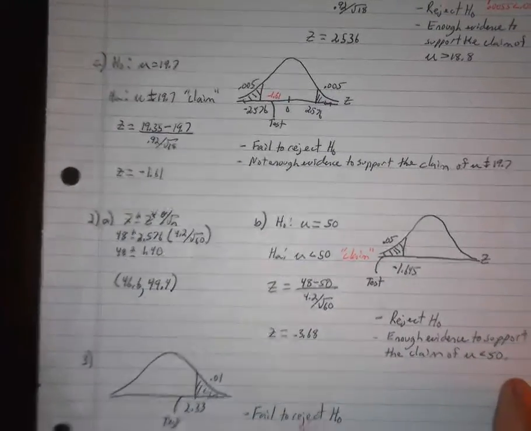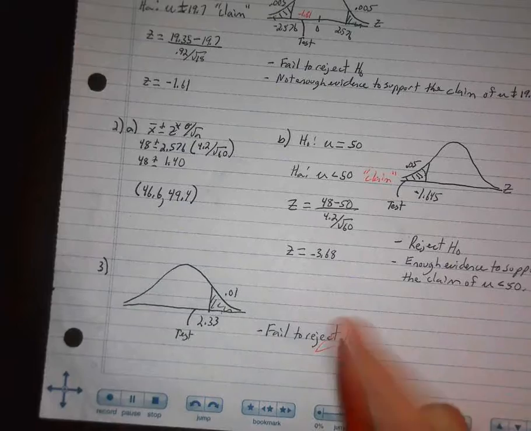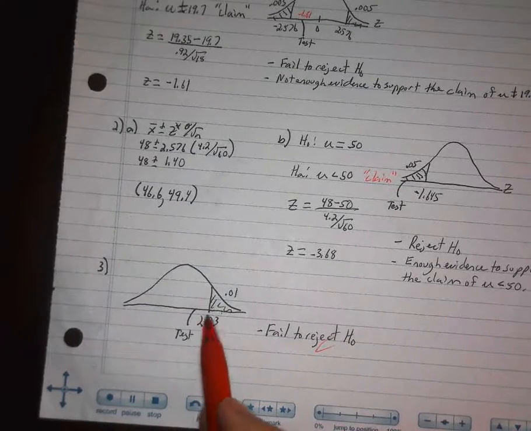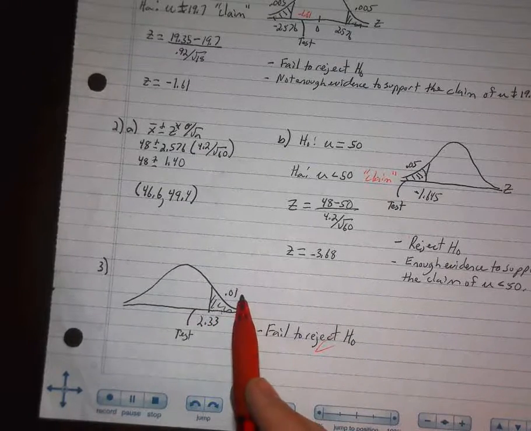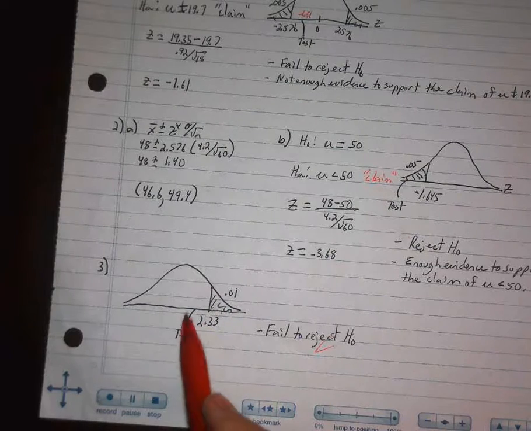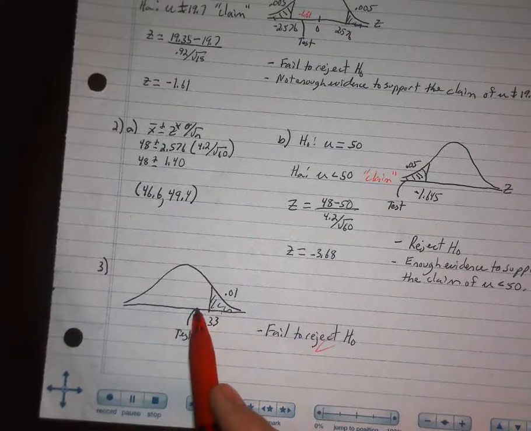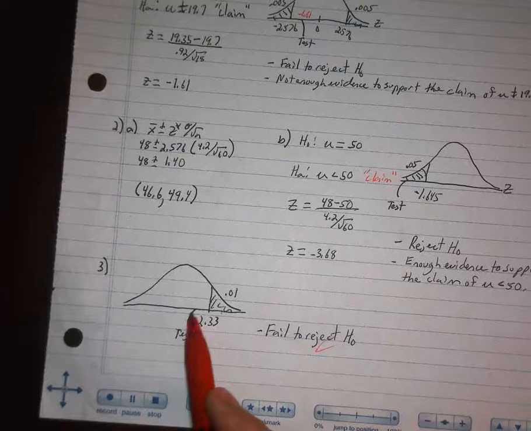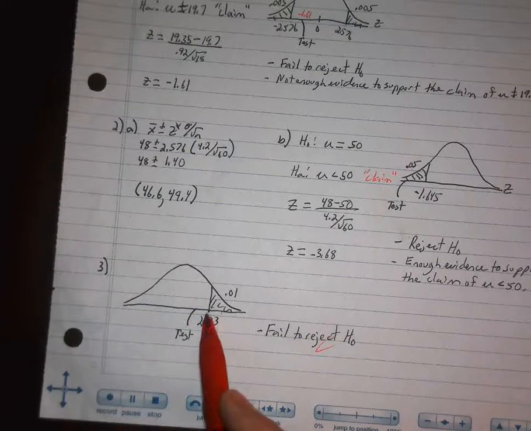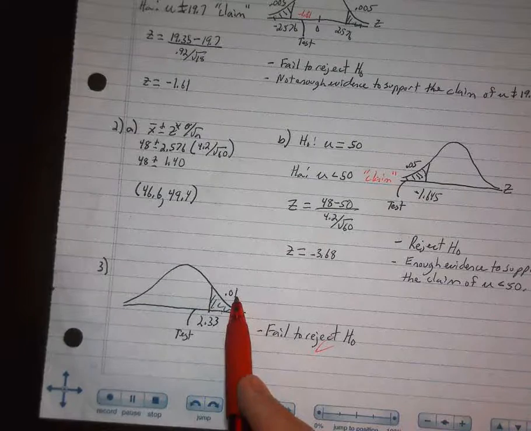Then number 3. On this one, we were given alpha is 0.01. Our test statistic, I think, was 2.15. I can't remember exactly what I put on the paper, but whatever it was, it was less than 2.33, which is the critical number that goes with alpha equals 0.01.